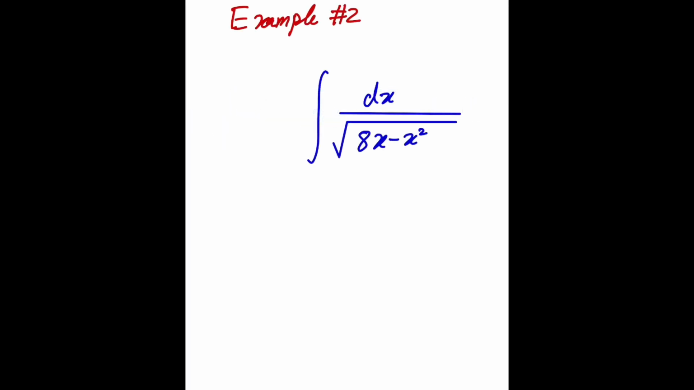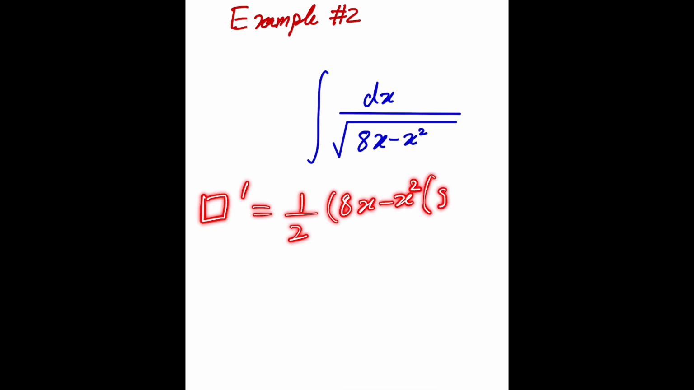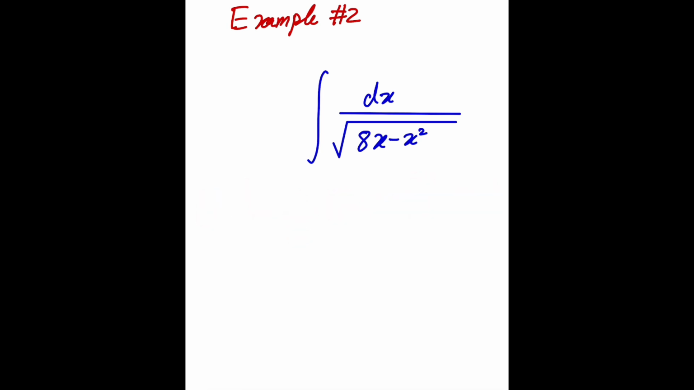Now, let's do example 2. In this example, we also have to integrate a fraction. So our first step should be to look at the denominator and place it inside the box. We can see that the differentiation of the box is not found in the numerator. The differentiation of the box is going to be 1 by 2, 8x minus x squared, 8 minus 2x, which is not found in the numerator.